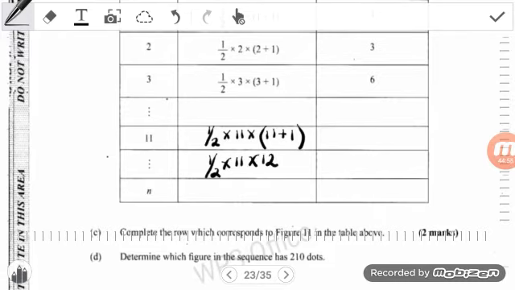Alright, now a half is 0.5. So if you're the type of student that's going to be using a calculator, you can just go on your calculator and press 0.5 multiplied by 11 multiplied by 12. That gets you to your answer. Or you could just go on the calculator again and press 1 divided by 2 times 11 times 12.